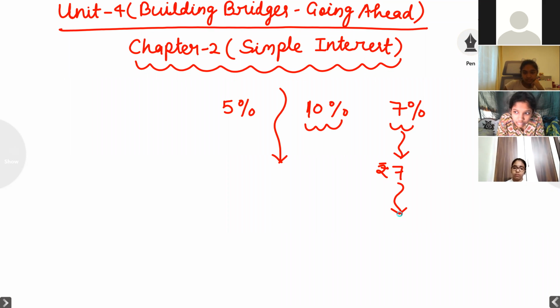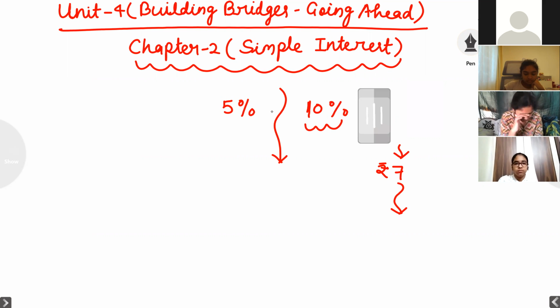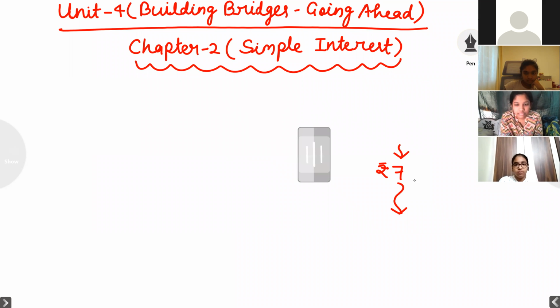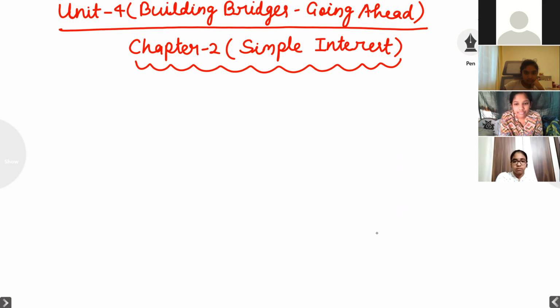What is time period? It is the period of time for which money is borrowed. Suppose I go to the bank and ask the bank people for a loan. The bank person says, okay, I am ready to give a loan to you, but within 2 years or 3 years you have to pay all the money. That is called time period. I hope I have explained every concept to you. Now, I am going to explain each and every concept properly.